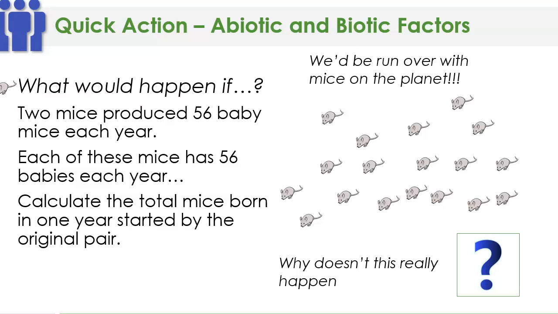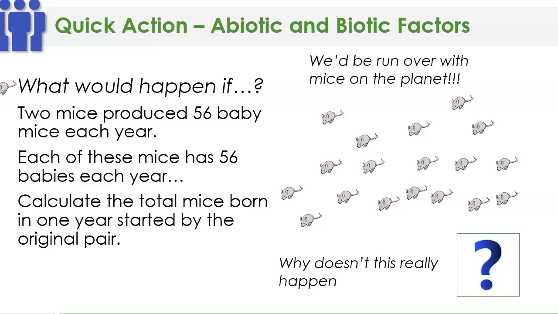So our question asks us, what would happen if 2 mice produced 56 baby mice every year, and then each of these mice had 56 babies each year? It wants you to calculate the total mice born in 1 year started by the original pair. Well, I'm not going to actually ask you to do this calculation, although you're welcome to on your own if you would like. But let's just say there would be an awful lot of mice, right? The planet would be overrun by mice.